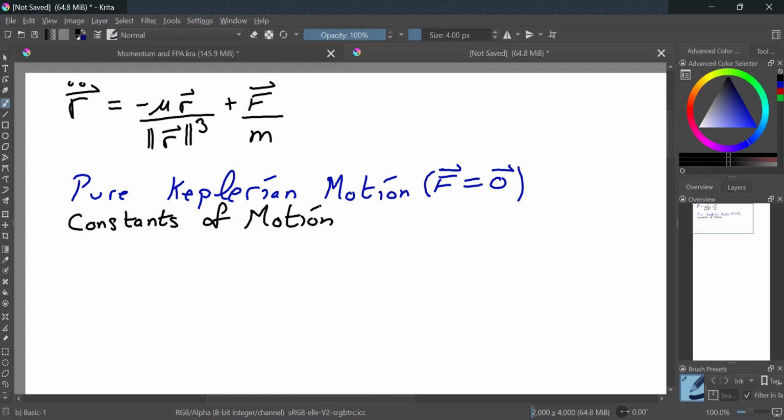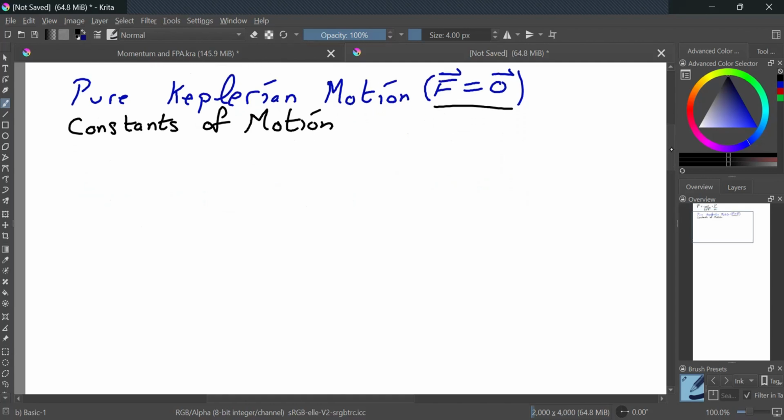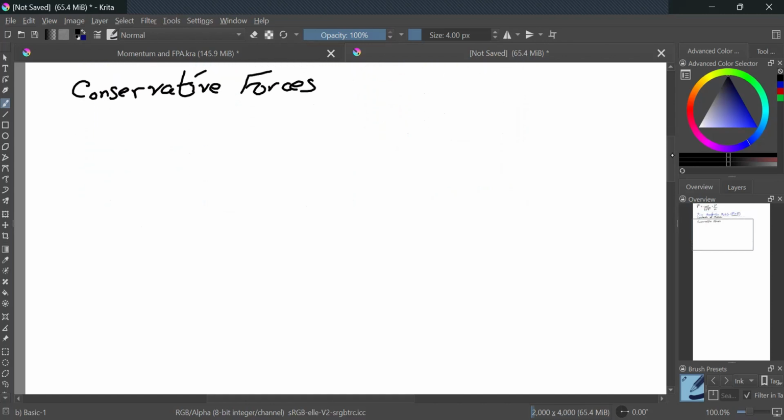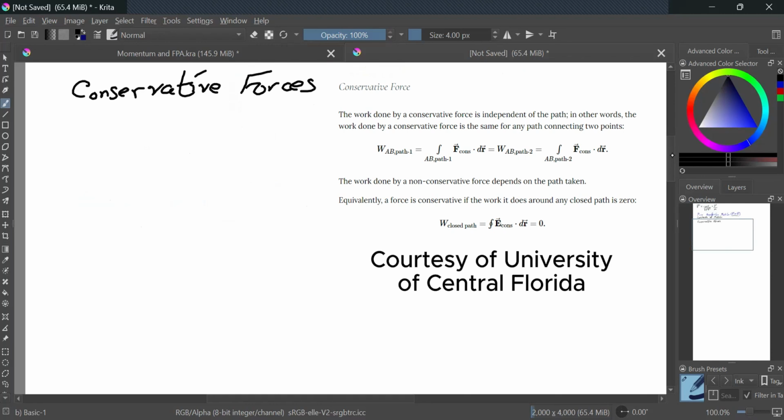But first, why is it important to set that force term to 0? It is because of something called conservative forces. The textbook definition of conservative forces is that you take an object, and regardless of whatever dynamic path it takes, it always has the same force applied to it throughout that path. It will have the same energy applied to it.